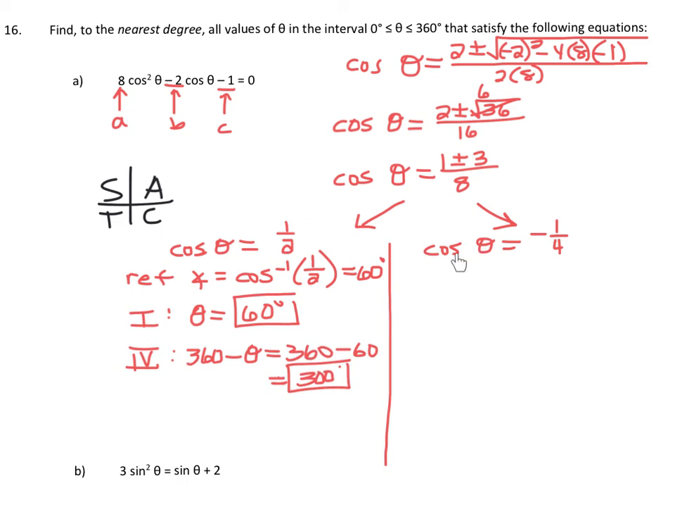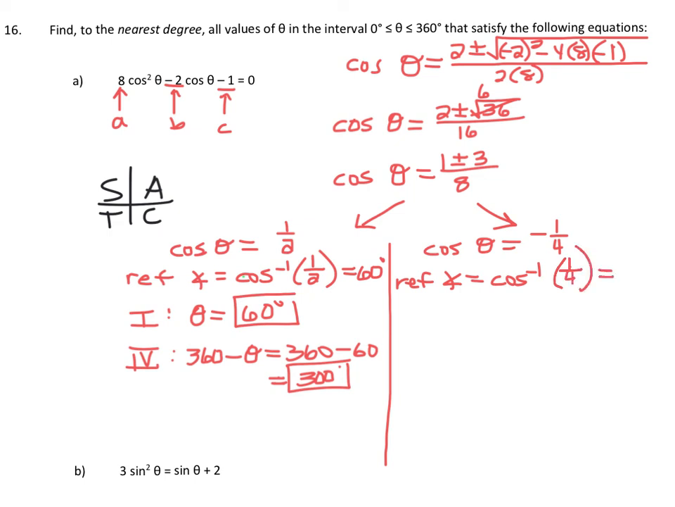Okay, now if we go to the other side over here, where cosine of theta equals negative 1/4, if we want to find the reference angle, and I want you to always write this out, right? Show all your work. We're going to write out cosine inverse of, now don't ever plug the negative in the calculator when you're solving an equation like this. We want to do cosine inverse of positive 1/4. Okay, cosine inverse of positive 1/4.